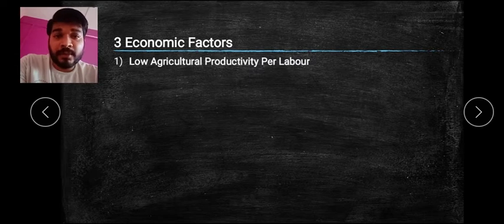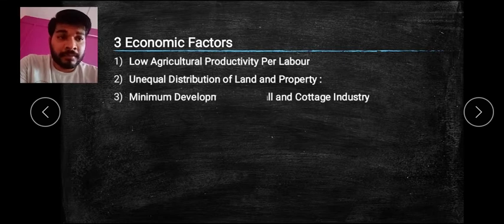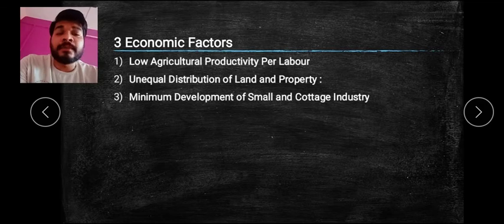Per labor, per person, the production of agriculture was very less, which we are going to learn in detail again. Then after that, unequal distribution of land and property. Yes, you find that due to the Britishers' time, different rules and policies were made by them, and because of that there was an unequal distribution of land and property. Then the minimum development of small and cottage industries.